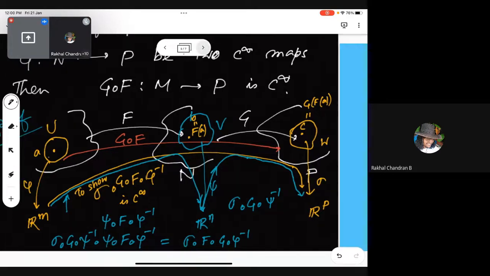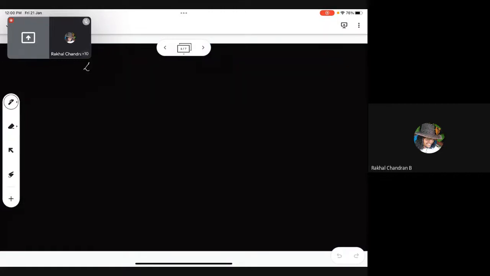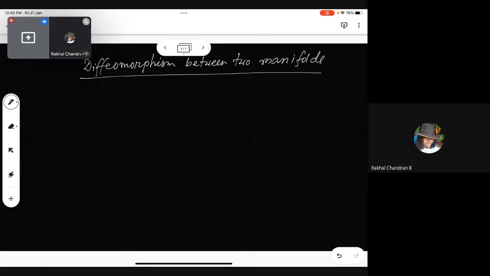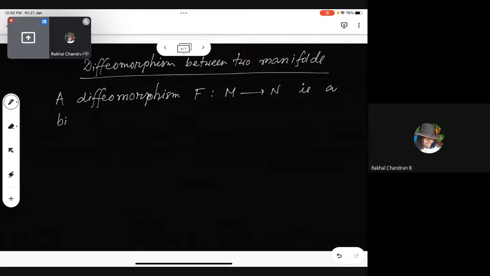Okay, so the next thing is, let me define what is called a diffeomorphism between two manifolds. All the topics you'll find in Tu's book. So a diffeomorphism F between two manifolds M and N is a bijective C infinity map whose inverse is also C infinity.